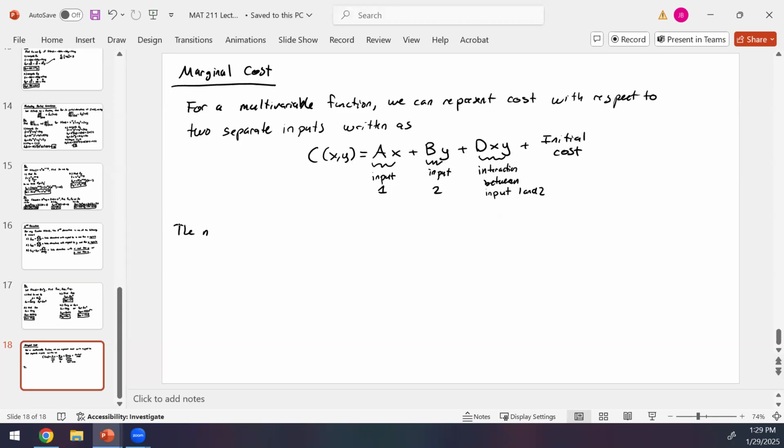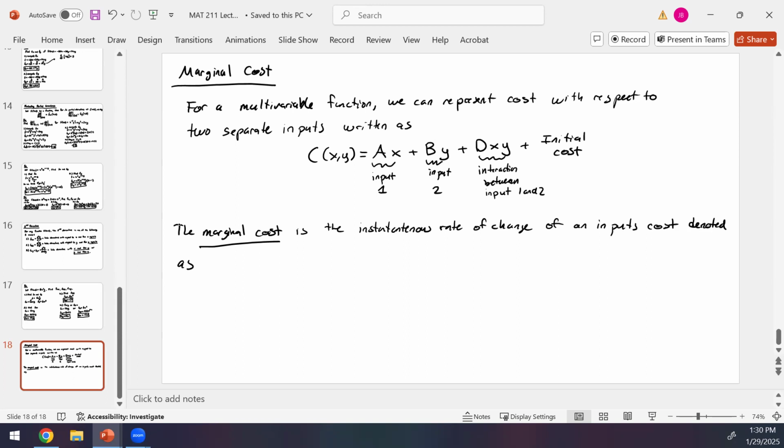So the marginal cost is the rate of change, I guess it should be more specific, the instantaneous rate of change of an input's cost, and we'll say denoted as Cx and Cy, right?